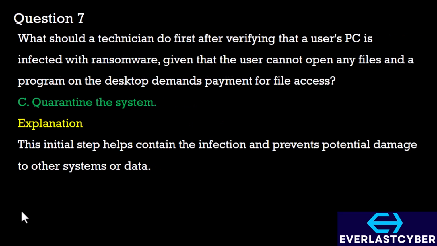Quarantining the system involves isolating that infected PC from the network in order to prevent the ransomware from spreading further. This step will help to contain the infection, and it will prevent potential damage to other systems or data in the network. Now, after quarantining the system, the technician can go ahead to scan and remove the malware, to clean the infected PC, and also to restore normal operations.